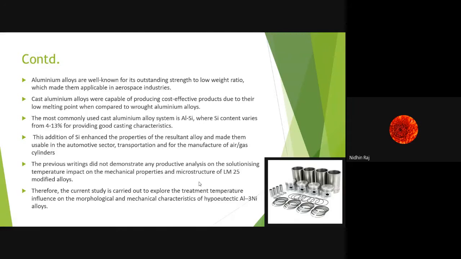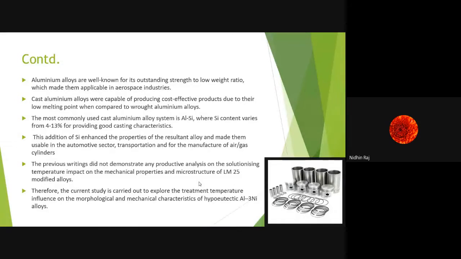Now, the usually used aluminum alloy system is the aluminum silicon system. A hypoeutectic alloy system means an alloy which has a silicon content less than 13%. That is why it is called hypoeutectic. If it is greater than 13% silicon, we call it hypereutectic.